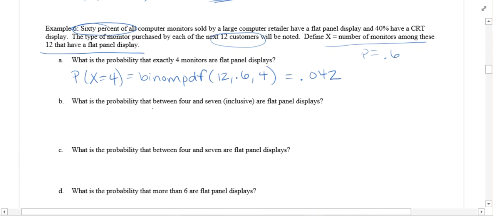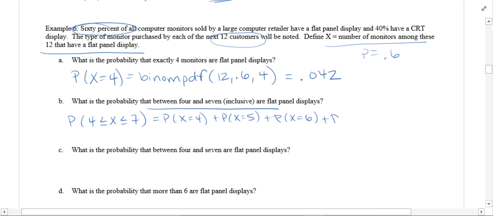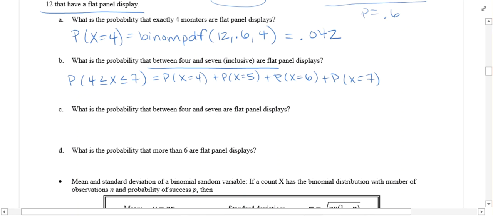Okay, between 4 and 7 inclusive. So that means we're including 4 and we're including 7. So probability X is between 4 and 7. So this is the probability X equals 4, X equals 5, X equals 6, and X equals 7. There's a couple ways that you can solve this. You can do binomial PDF of 4, 5, 6, and 7, just add those up. Totally fine. There's also another way that you can do this. There's always going to be multiple ways that you can solve this. I'm going to show you another way to do this.